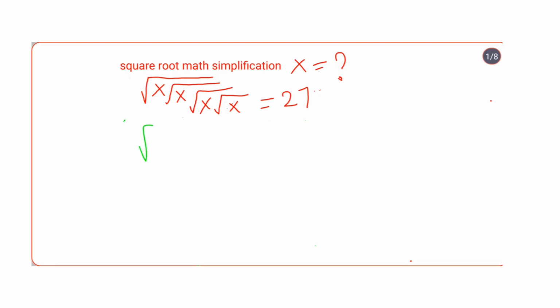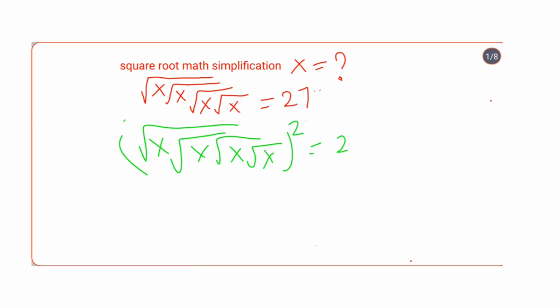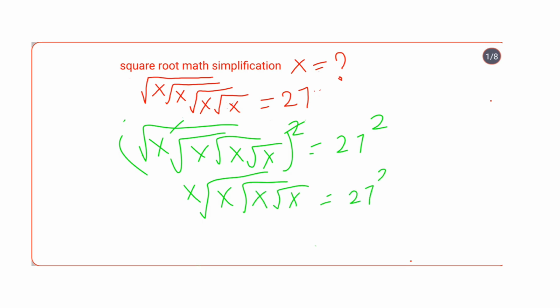So the question is under root x, under root x, under root x, whole square is equal to 27 square. This 2 and the square will cancel out. We get x into root x, x root x, is equal to 27 square. Again we have to square on both sides.